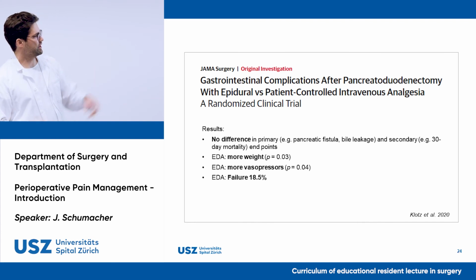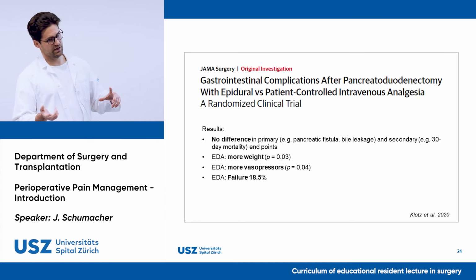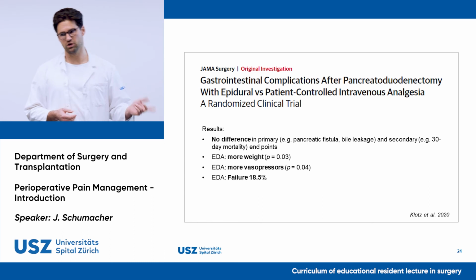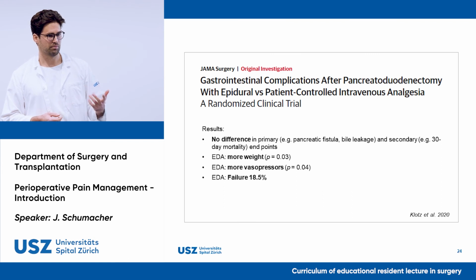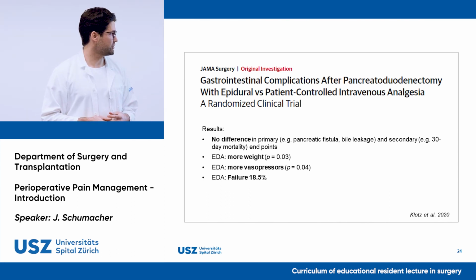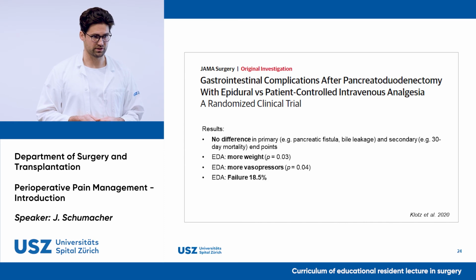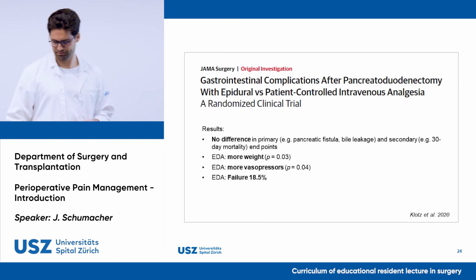But in the year 2020, a huge RCT published in Annals of Surgery compared epidurals with PCAs in pancreatic surgery, and they showed no difference in the primary and secondary endpoints such as pancreatic fistula, bile leakage, and also the 30-day mortality. But what they showed is that these patients who received the epidurals had significantly higher weight after surgery, most likely due to the volume intake, and they also received significantly more vasopressors. And the failure rate of the epidurals was still approximately 20%.